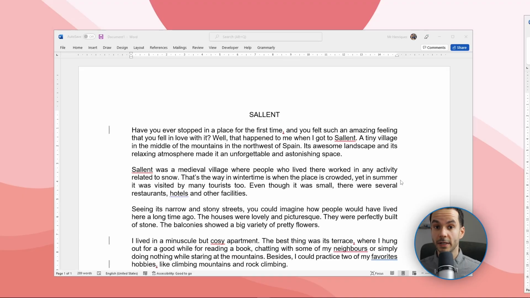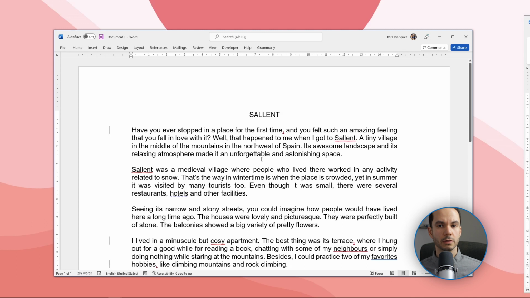Now, this is already quite a good introduction. You know, I like the beginning of "Have you ever stopped in a place and fell in love with it?" That's very nice. So I wouldn't make that many changes. Now, what we could do is change the vocabulary a bit to increase the level. Even though it's B2 First, we do want to show that we can play with the language. So what I'm going to change is this part.